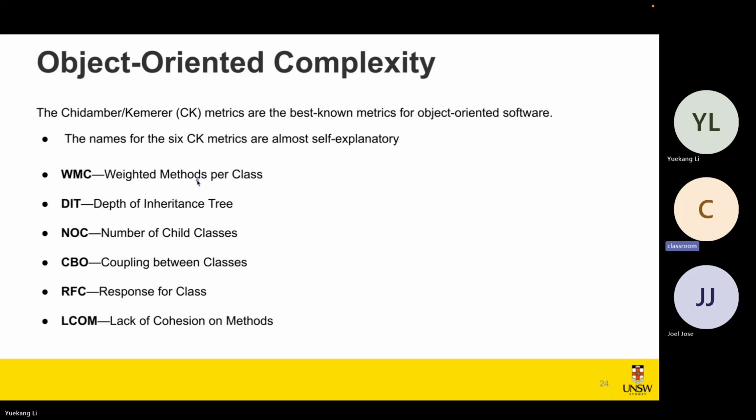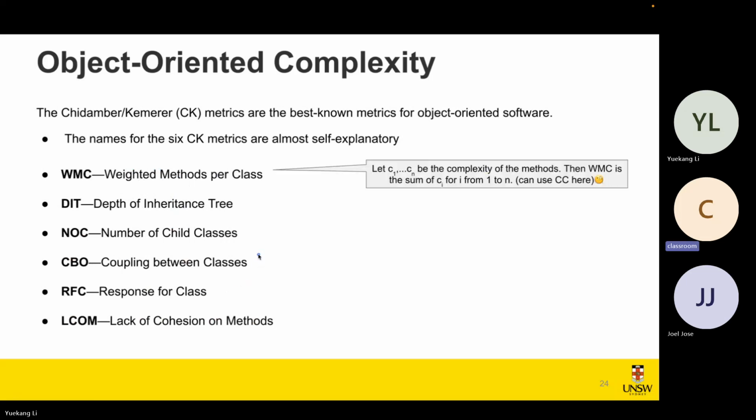Basically, the weighted methods per class is kind of related to the number of methods, right? The number of child classes is literally the number of child classes, and so on. But let's select some key concepts and explain them in more detail. The first one is the weighted methods per class. The weight here is actually the complexity of the method. So we don't count the plain number of methods. We count the complexity of each method and sum them up.